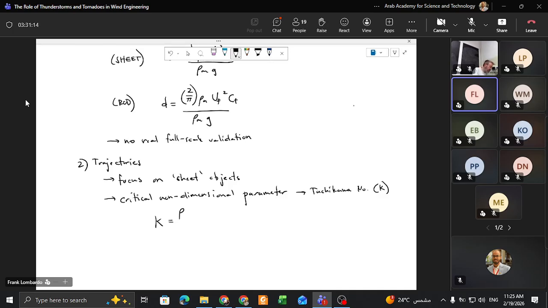So it looks something like this: rho A U squared times A over 2 times the mass times the gravity. This part is really the aerodynamic parameters, and this is the ones related to gravity. Here, area is the area of the sheet-like debris.